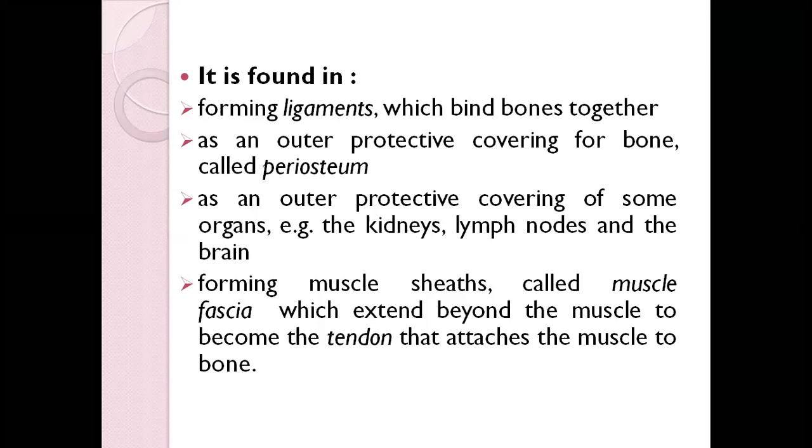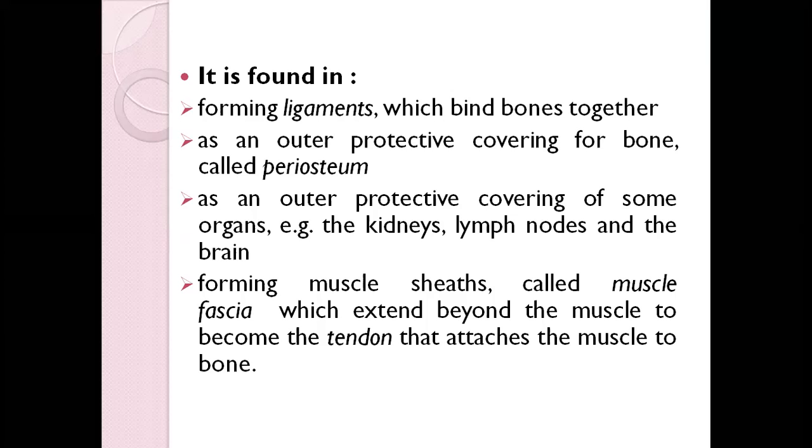It also forms muscle sheets. Sheet means it is also like a covering. It is called the muscle fascia, which extends beyond the muscles to become the tendons. Whenever we say tendons, these are also elastic tissue which helps in joining, but the tendon helps in joining the muscles to the bones. That is the main difference.